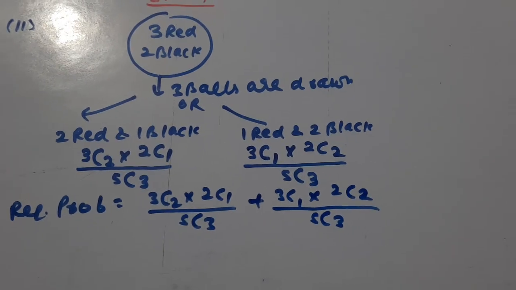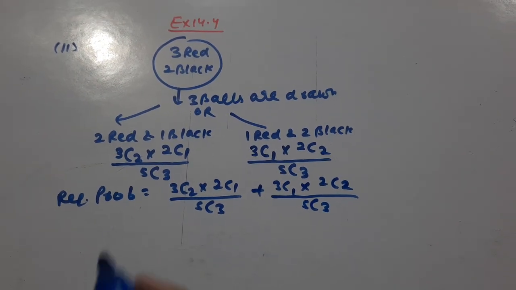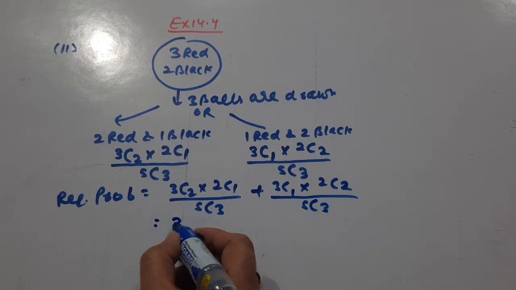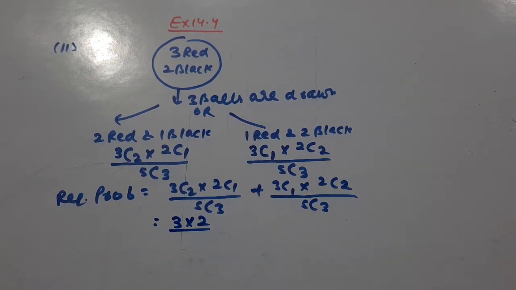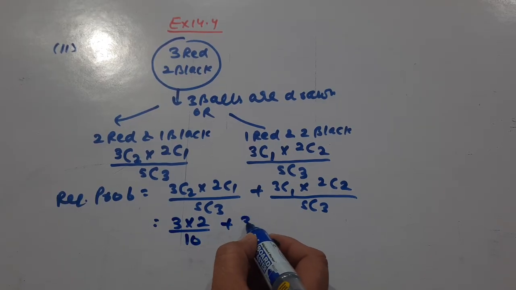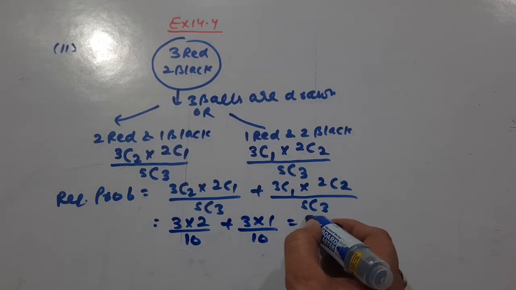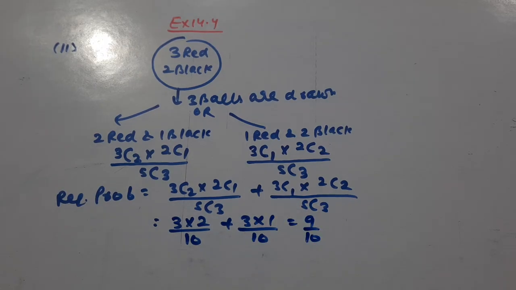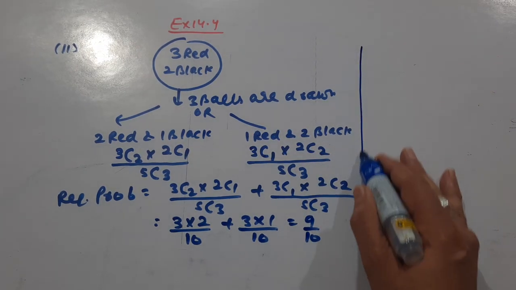Right students, like this. Now 3C2 is 3, 2C1 is 2, and 5C3 is 10, plus 3 into 1 upon 10. So we get 9 by 10. So the required probability is 9 by 10. So students, I hope this is clear to you. So this is our 11th question.